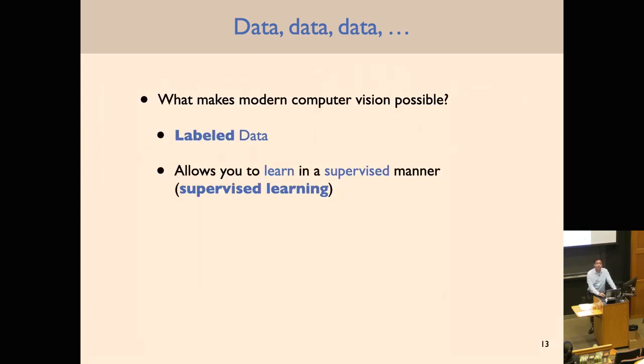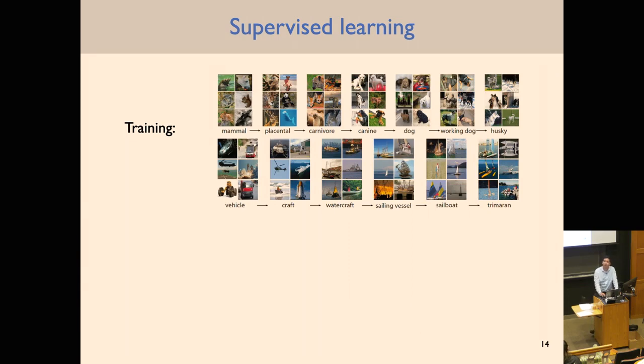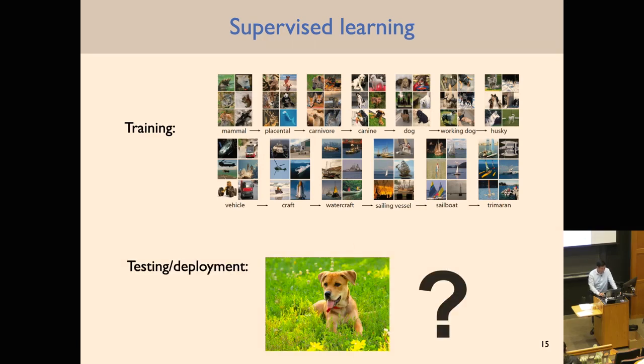So what does labeled data allow you to do? It allows you to use supervised learning, so it allows you to learn in a supervised manner. Just to make this concrete, again in the context of image recognition, let's say you have some training data set, a bunch of different images and their corresponding labels. What you can do is learn that mapping, right? So you can learn the function that takes as input some image and then outputs a category of object.